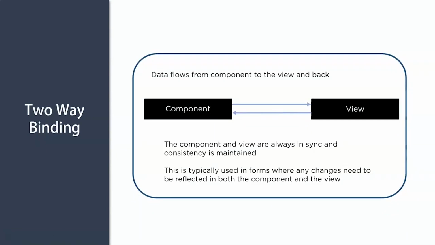And lastly, let's have a look at two-way data binding. Now, two-way data binding is a mechanism where data flows from the component to the view and back. The component and view are always in sync, and the changes made on either end will immediately update both ways. Now, two-way data binding is typically used when dealing with forms where the user input is used to update the component's state and vice versa. So let's have a look at the demo.